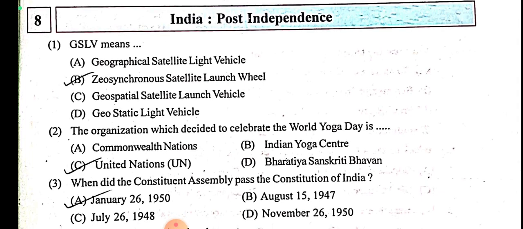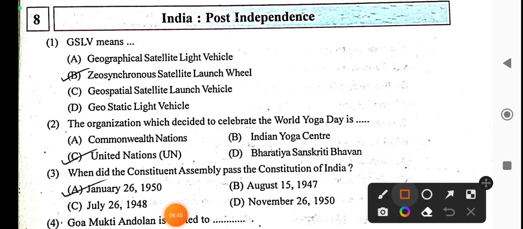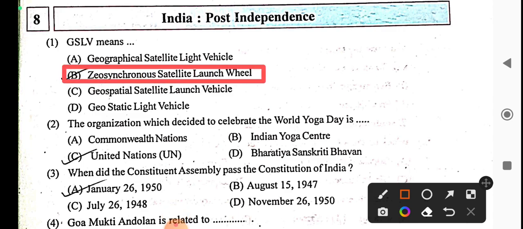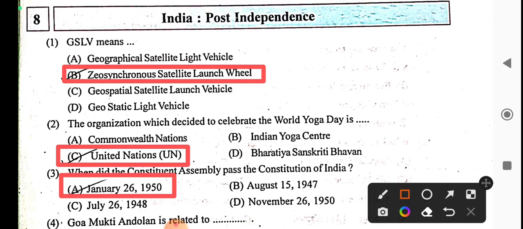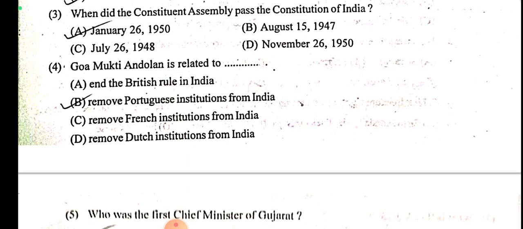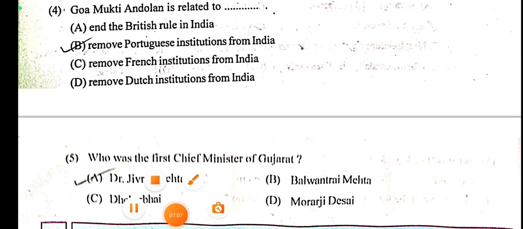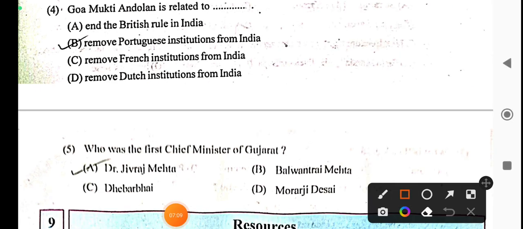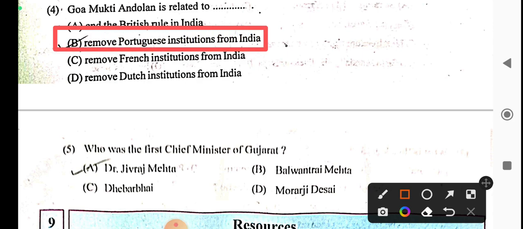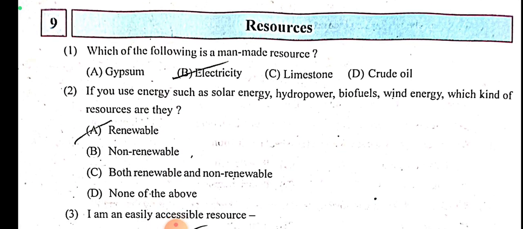Chapter number 8, India Post Independence. GSLV means Geosynchronous Satellite Launch Vehicle. The organization which decided to celebrate World Yoga Day? United Nations. When did the Constituent Assembly pass the Constitution of India? January 26, 1950. Goa Mukti Andolan is related to removing the Portuguese from India. Who was the first Chief Minister of Gujarat? Dr. Jivraj Mehta.